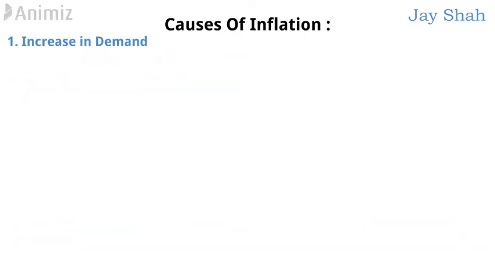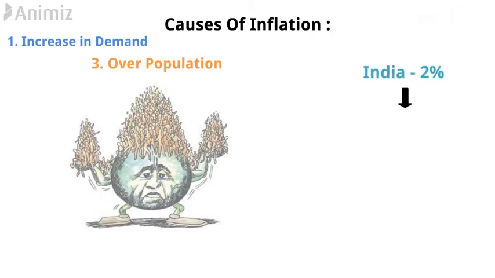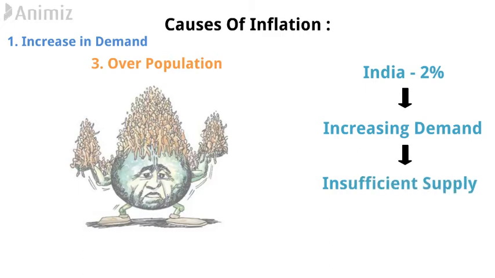Third, overpopulation. In India, every year 2% population is increasing. Such increasing population is increasing demand also. But there is insufficient supply compared to this increasing demand.